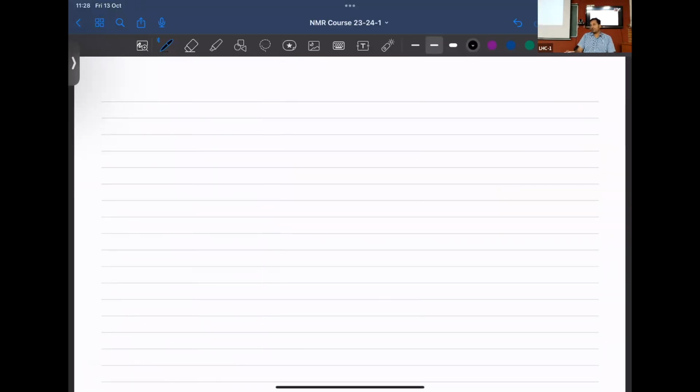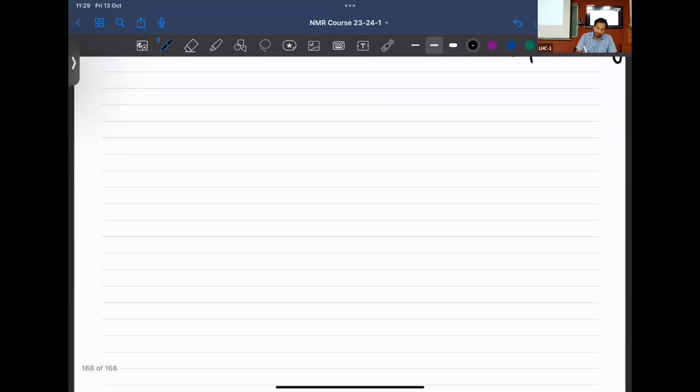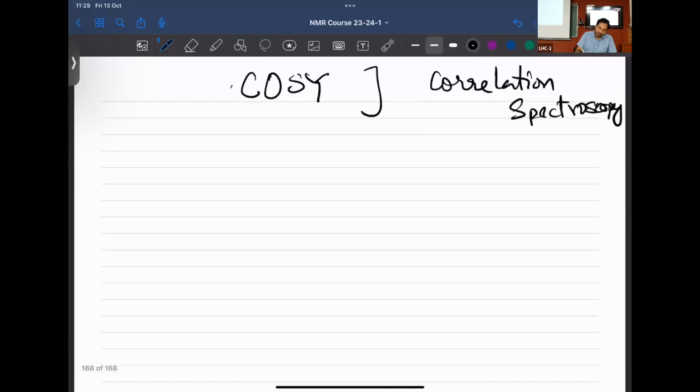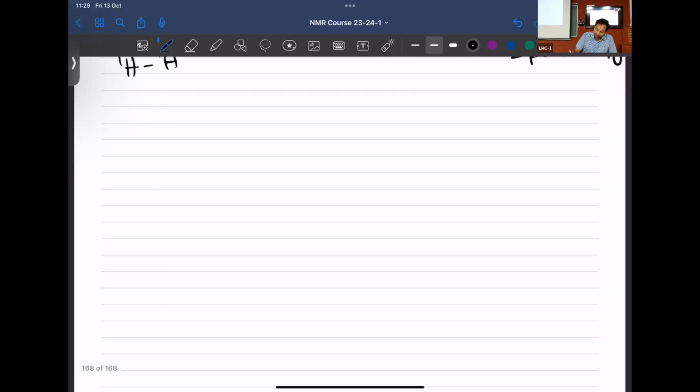The first 2D experiment that was proposed by Jean Jeener in the early 70s is called correlation spectroscopy, COSY. I think my spelling is wrong, but anyway, SY generally in NMR stands for spectroscopy. I'm not going to start with the COSY experiment due to other reasons. I'm going to start with a heteronuclear two-dimensional NMR experiment because it's very easy to understand. Then we can go to homonuclear correlation experiments. The COSY experiment is a homonuclear correlation experiment. Basically, it correlates protons to protons or carbons to carbons and so on. It can also correlate heteronuclei, but very less commonly.